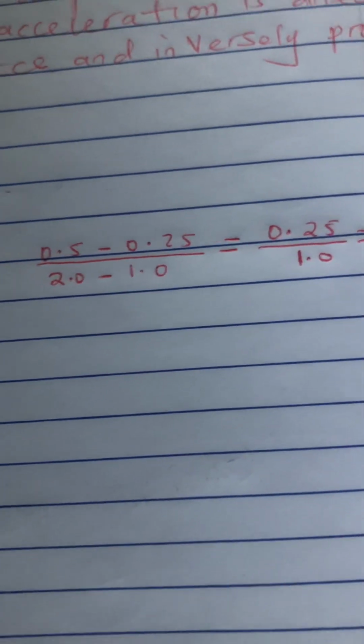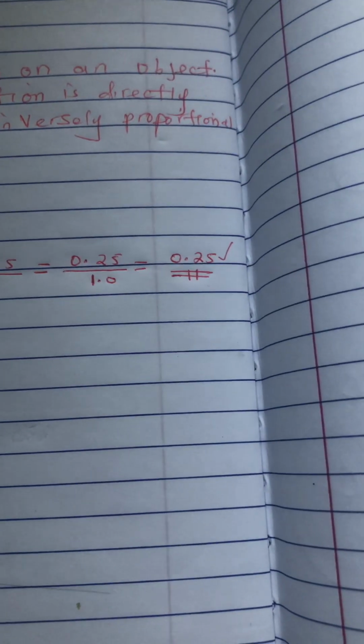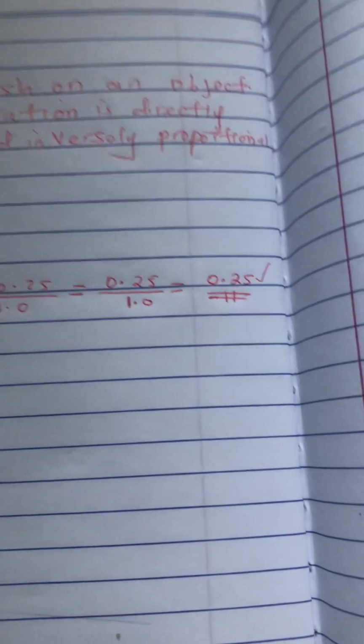So this one was the gradient. Whatever 2 points you pick, you're going to have that.